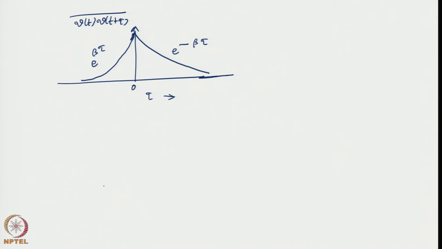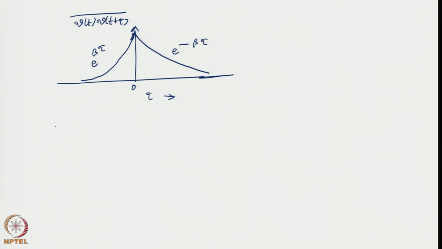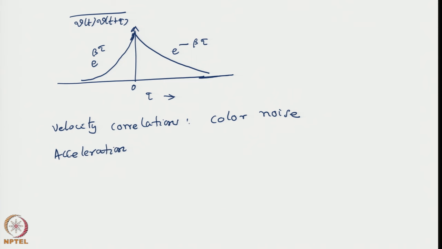In stochastic mechanics literature, if correlations between quantities decay in any form other than through a delta function, it is called a color noise problem. That is, the velocity correlations have the form of a color noise, as opposed to the acceleration correlation, with which we started, which was basically white noise.